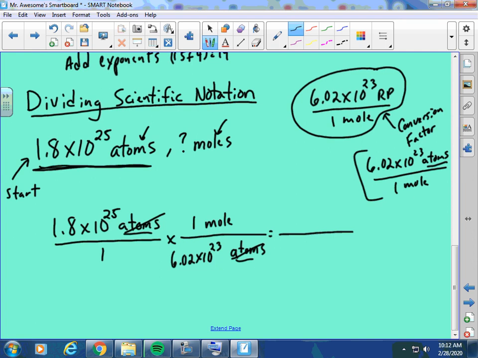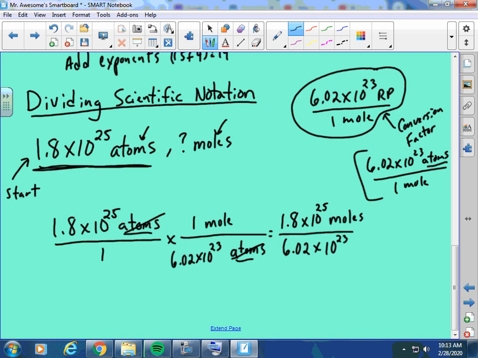Now the top is really easy. I have 1.8 times 10 to the 25th, and I'm multiplying that by 1. Well, that's just 1.8 times 10 to the 25th. But I do have a unit up there, moles. The next step is multiply across the bottom, which again is really easy. It's just 1 times Avogadro's number, 6.02 times 10 to the 23rd. And there are no units left on the bottom because the only ones that were there were atoms, and we canceled those out. So you can see how this becomes a division problem.